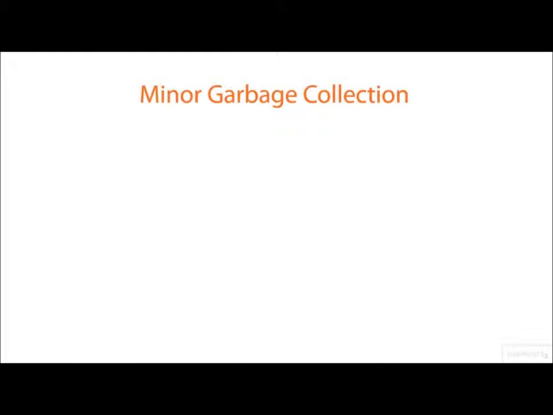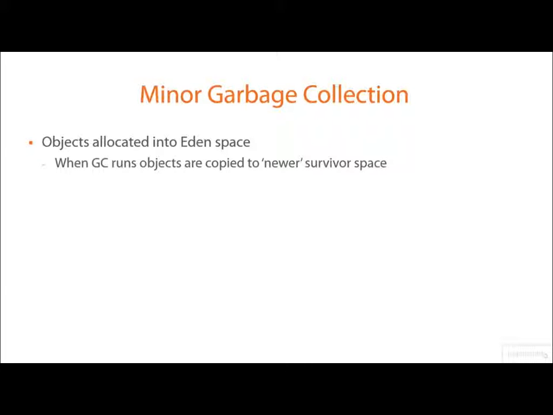So when the garbage collector collects objects in the young generation, this is called a minor garbage collection. And what happens is this. Objects are allocated initially into the Eden space. When the garbage collector runs, objects are copied into this survivor space. It's copied into the empty survivor space.